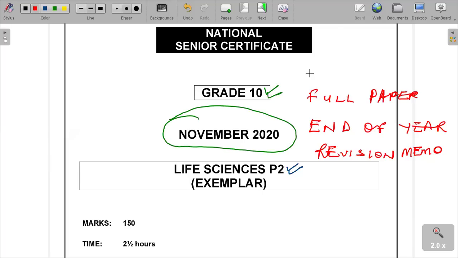Today I'm bringing to you grade 10 life science revision work, a revision exercise. This is a full paper. Just please note that it is good to always have good marks by the end of the year.